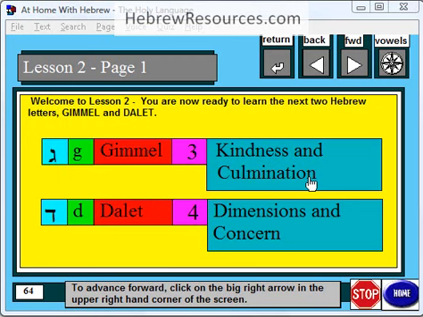Gimel reminds us of Gemal, which can mean camel and also has to do with a form of loving kindness. So kindness and culmination. And D has to do with dimensions and concern. And Dalet also reminds us of the Hebrew word door.